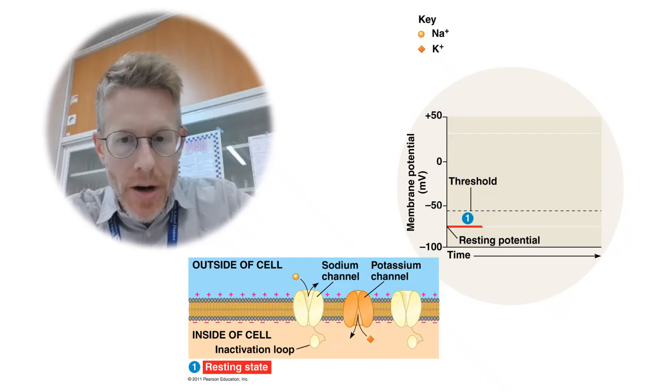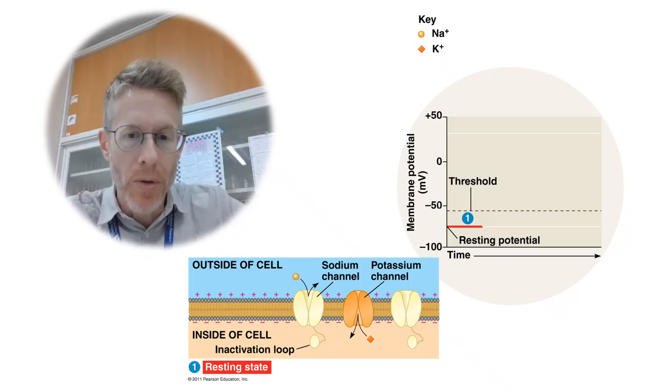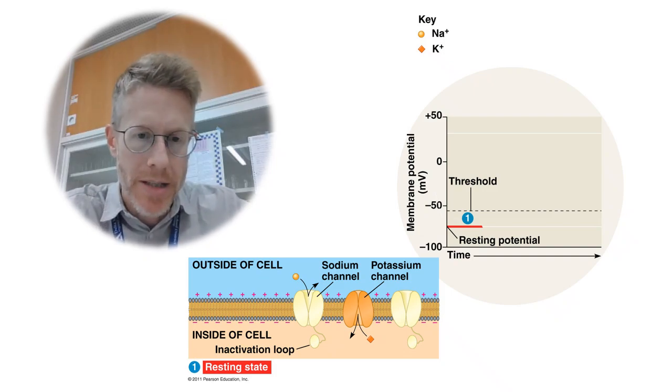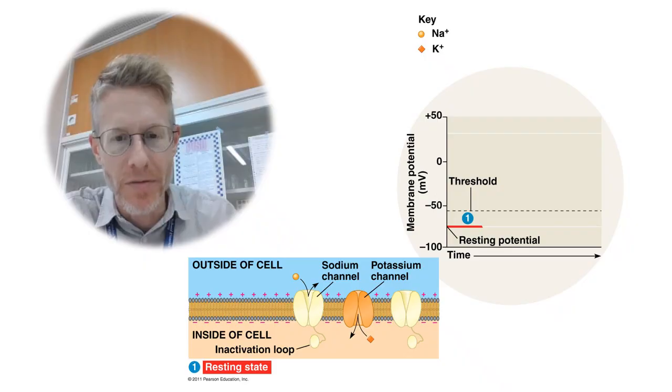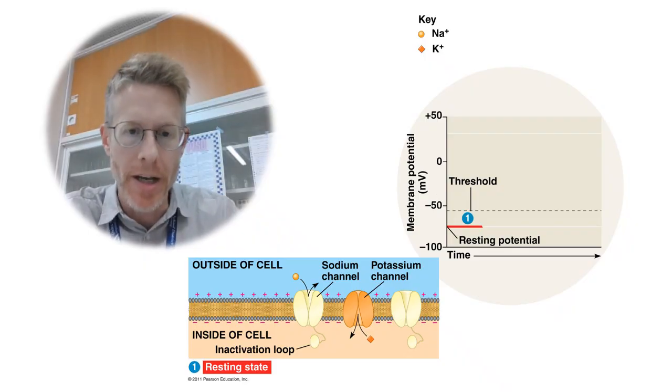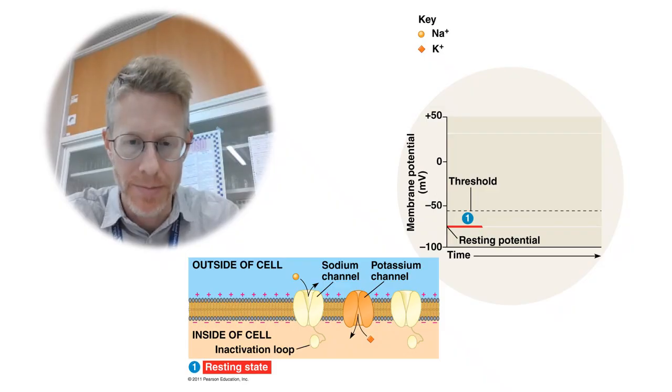So starting at the resting potential, we're now focusing in on voltage-gated ion channels. That doesn't mean the other proteins don't exist. They're still there. There's still sodium-potassium pumps and always open sodium channels and always open potassium channels. But now we're focusing on the voltage-gated channels because those are what cause the depolarization and repolarization of the action potential.